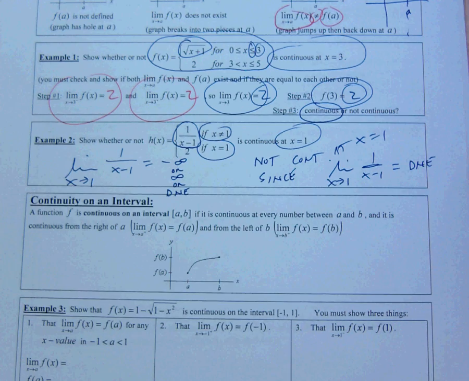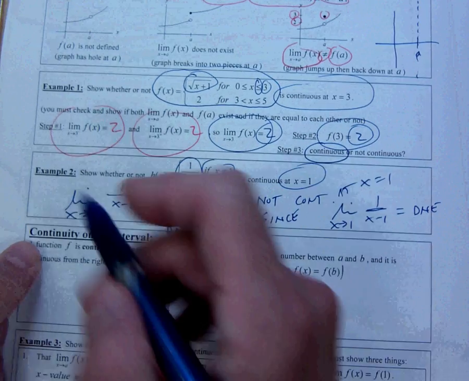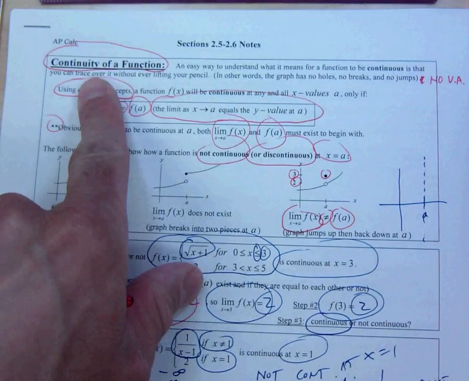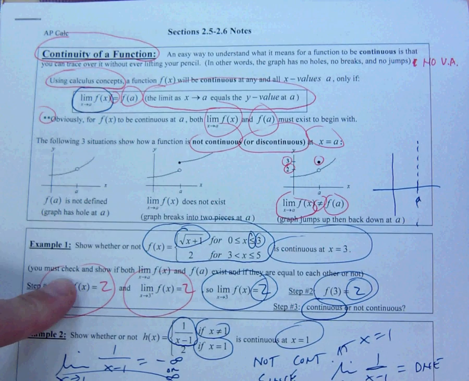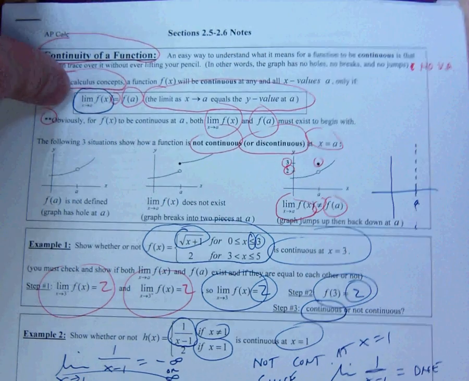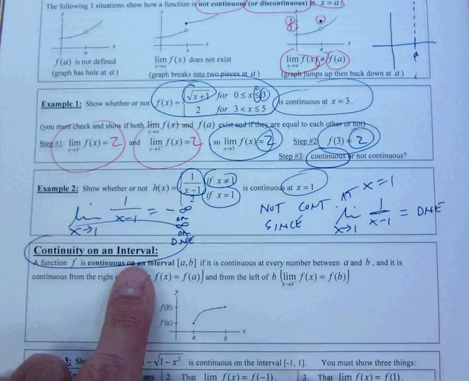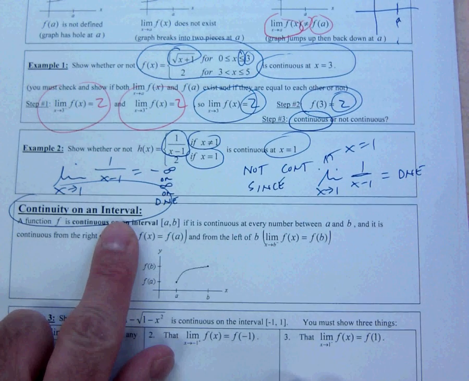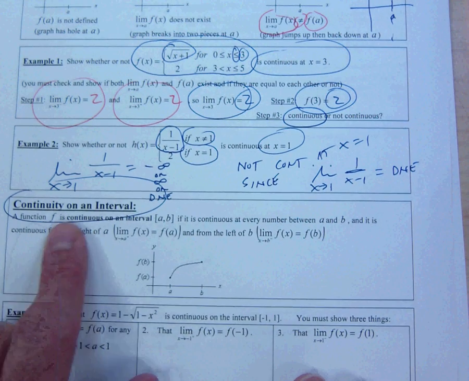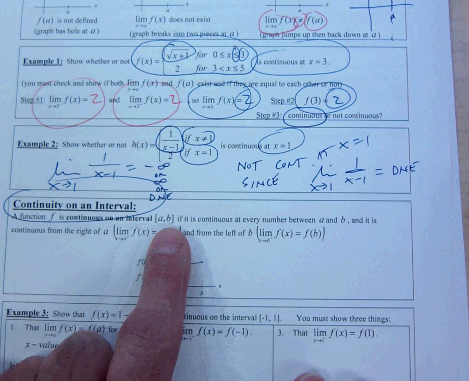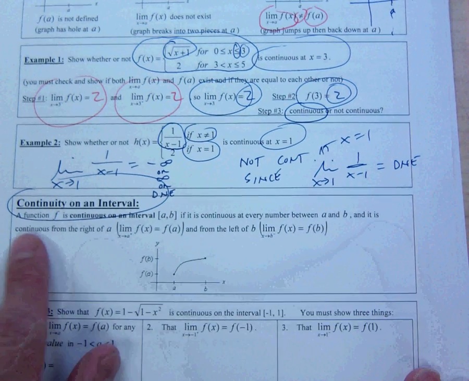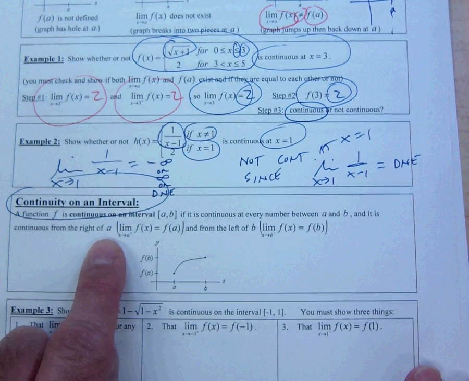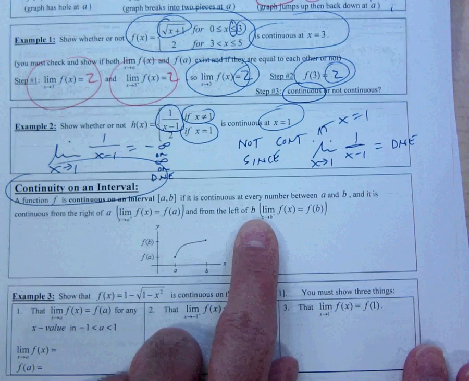What's different about this box than what I've been doing? This is talking about continuity at specific x values, right? Now we're going to talk about continuity on an entire interval. Does that make sense? Okay, so a function f is continuous on an interval a to b if it is continuous at every number between a and b, and it is continuous from the right of a and from the left of b. Now, what in the world does that mean at the end?